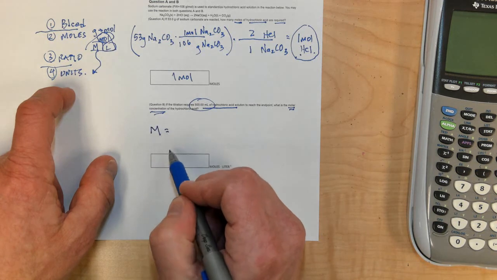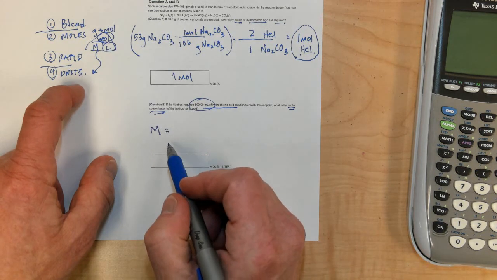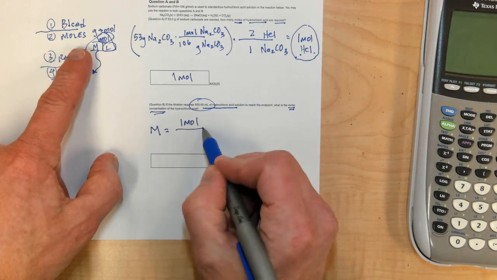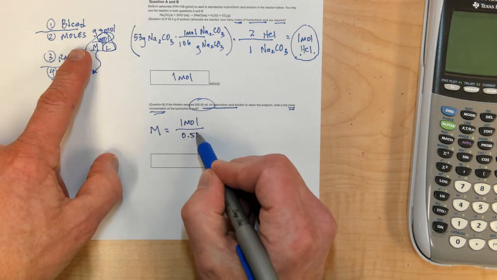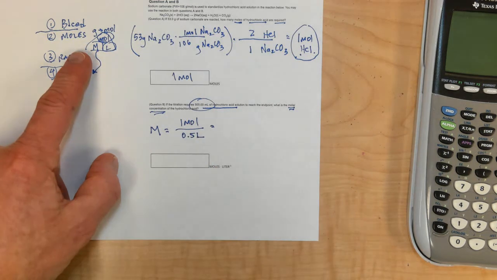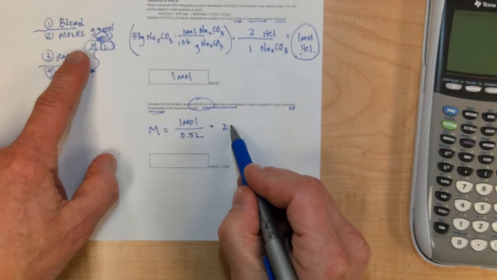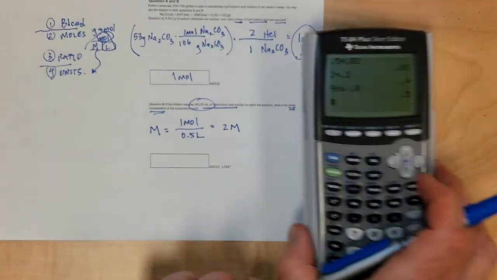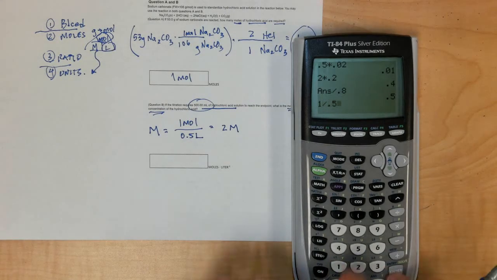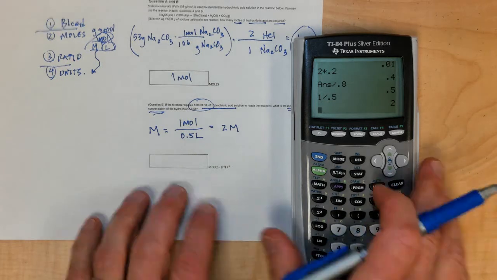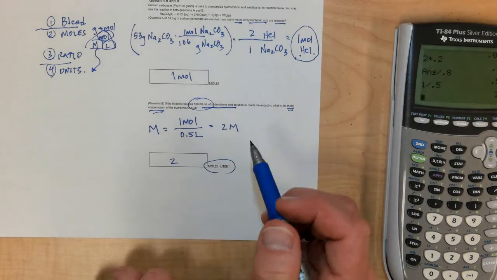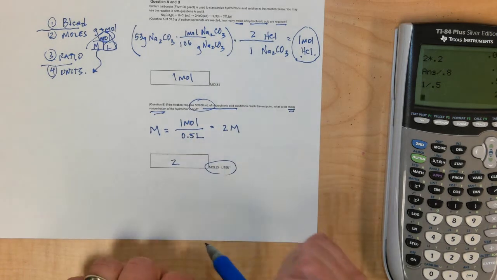So the molarity or the molar concentration would be moles, 1 mole, per liter. 500 milliliters is 0.5 liters. So I think it comes out to be a 2 molar solution, 1 divided by 0.5, right? So a 2 molar solution would be our units, moles per liter, or capital M, molarity.